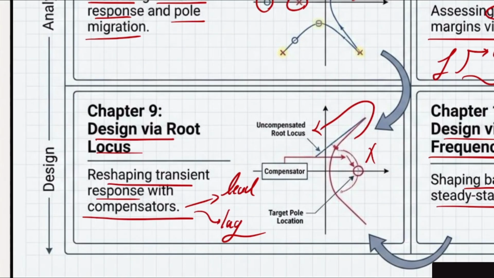So by using compensators, we would like to move everything that is happening on the right side to the left side, because we know that if we are working on the right side of the S-plane, it means that our feedback is positive, and if the feedback is positive, everything is going to be destroyed. We need the feedback to be negative. So we are going to reshape the transient response with compensators in chapter number 9.